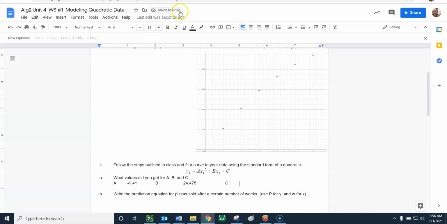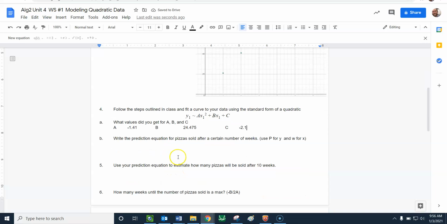Negative 2.1. Check. It says write the prediction equation for pizza sold after a certain number of weeks. So all I'm telling you to do is plug in these A, B, and C where they belong up here for A, B, and C.